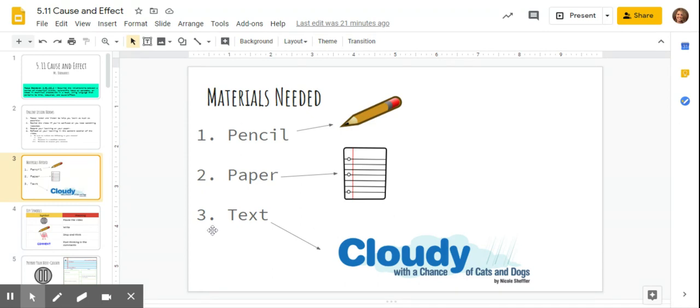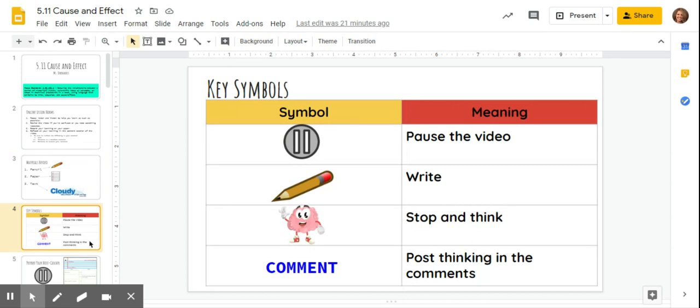All right, once you have your materials, let's take a look again at what some of the symbols we're going to see today mean. So if you see this pause symbol here, that means that you're going to need to pause the video, and most likely you'll have to write something. So usually this pause and this pencil will be together because you'll pause the video and then you'll write something on your recording sheet. If you see this little Mr. Brain here, that means you're going to have to stop and think about something. So when I ask you a question, I want you to think about the question that I'm asking you and come up with a response in your head. And then finally, you'll see this comment button at the end, and that's where it'll remind you to post your thinking, to post your exit ticket in the comment section at the end of this video.